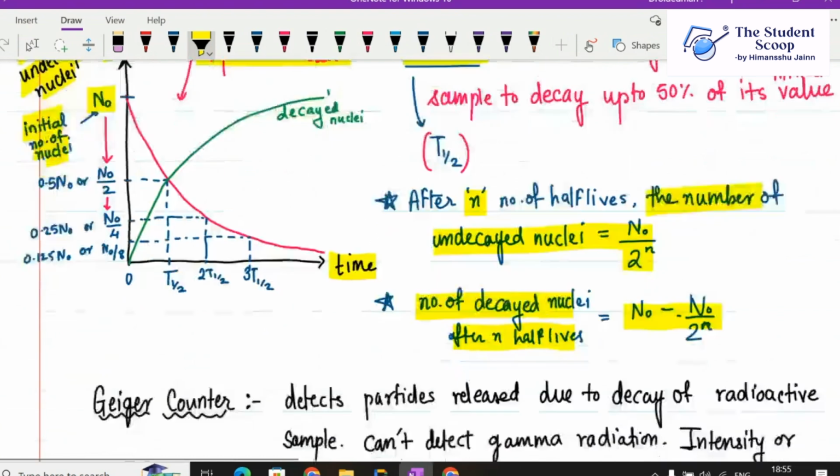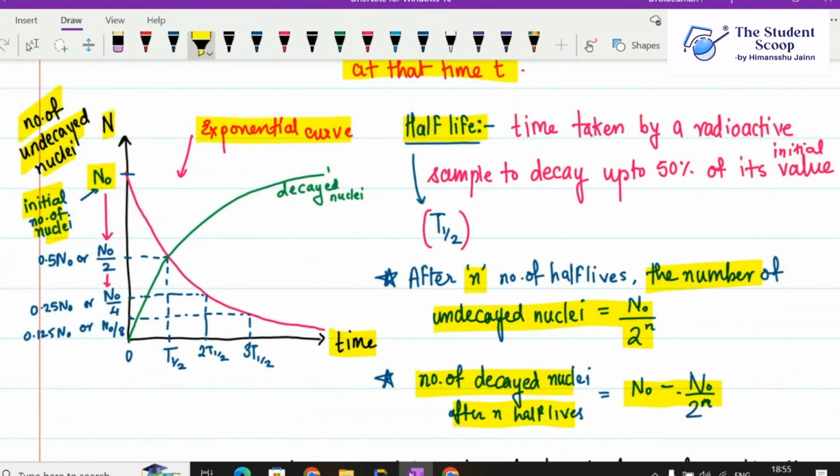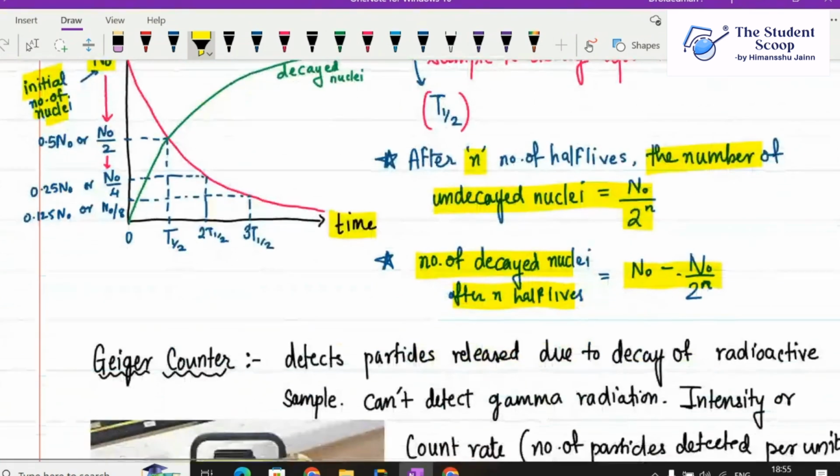They give you some random time, but if you have the half-life, you will measure that time and find that this time is equivalent to 3 half-lives. It means the initial number will reduce to N naught upon 2 raised to 3, so that will be N naught by 8. In 3 half-lives, it will be 1 by 8 of the initial value. Like that you can answer the question.